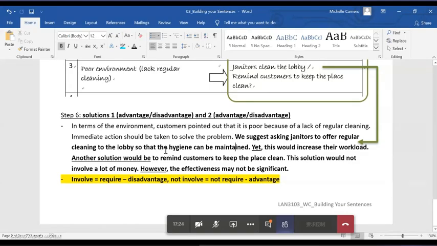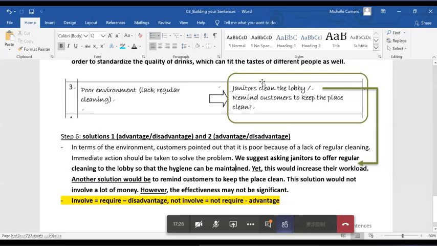All right, so this one, so remember, you have to give the advantage and disadvantage of solution 1 and the advantage and disadvantage of solution 2. So that's basically what we're saying right here. So you've got solution 1, give the advantage and disadvantage of it. You've got solution 2, you need to say the advantage and disadvantage of that.